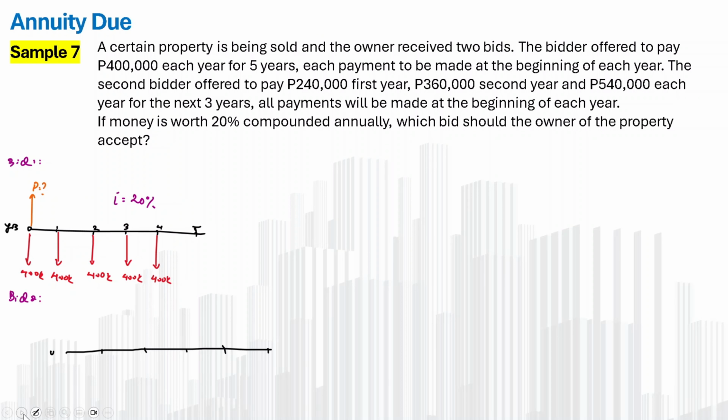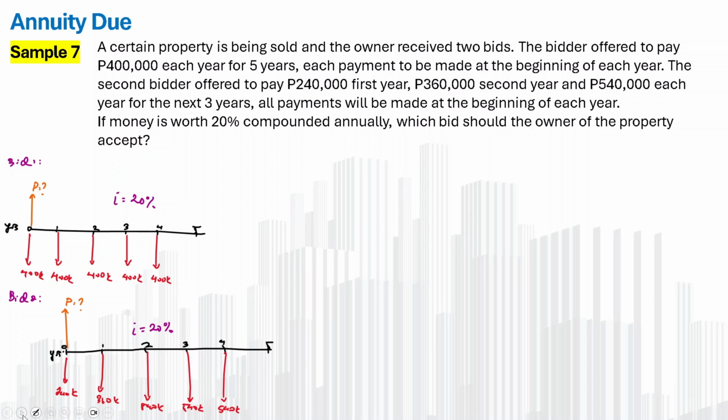And then yung bid number 2 should look something like this. So pag sinabing first year mo ilalagay dito, it's paid in the beginning of the year. So 240K, 360K, then 540K for that 3 years. And para mas spot po kung annuity due problem siya, if it's always paid at the beginning of the year, paid at the beginning of the period, so on and so forth. So how do we go about this?